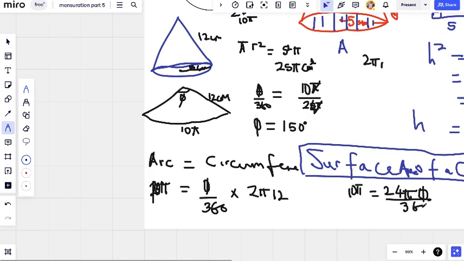So if I cross multiply, divide by 360, I have 360 times 10 pi. We're just looking for the angle. I already got the angle, but I'm just showing how, because I follow the short way. 360 times 10 pi is equal to 24 pi phi.